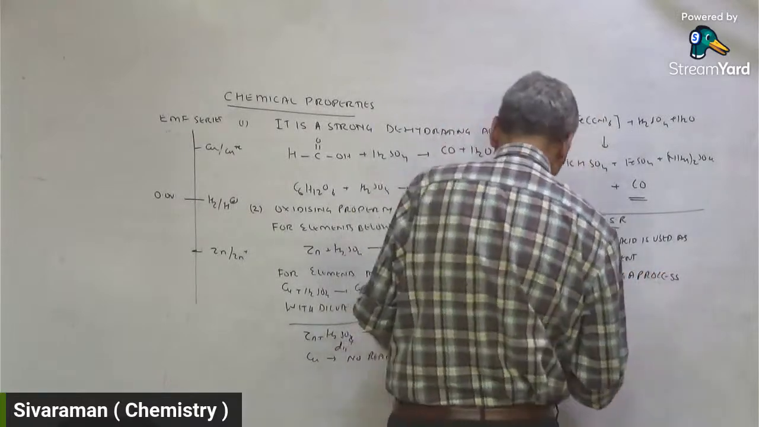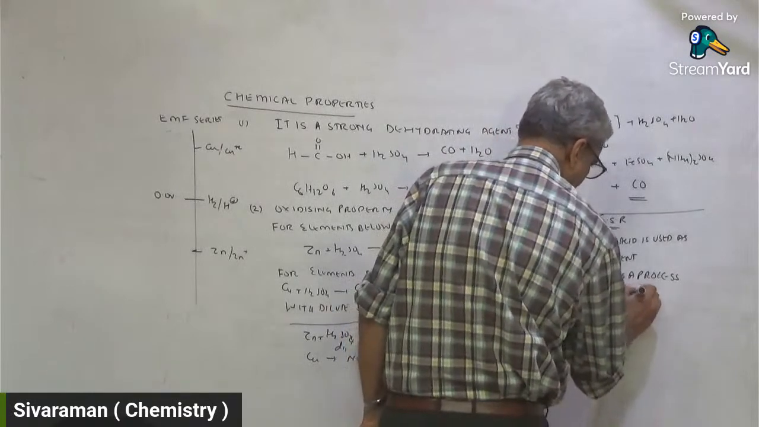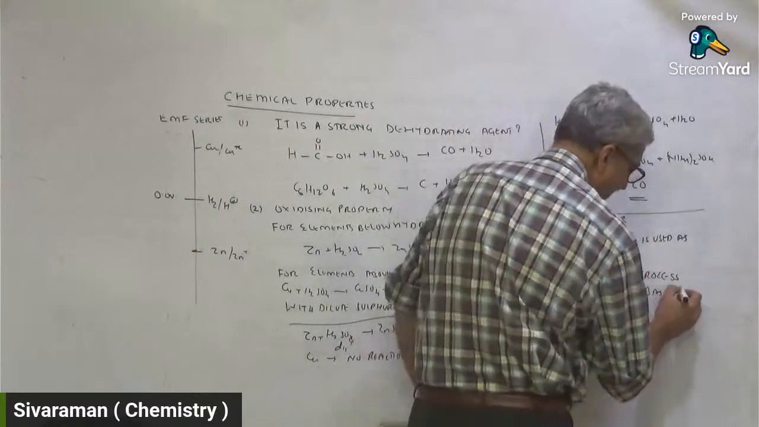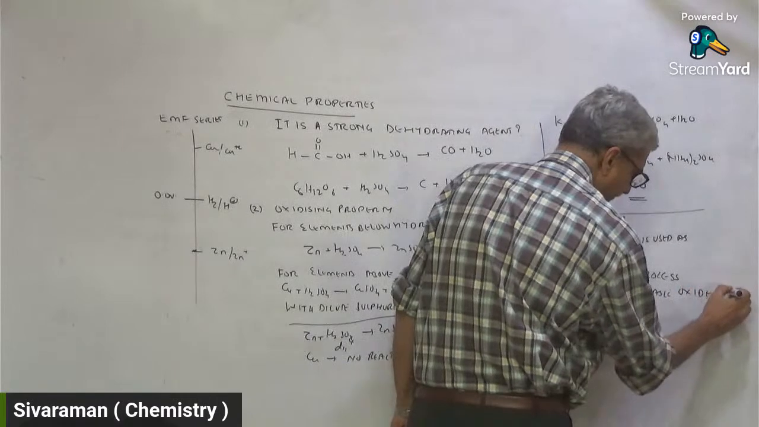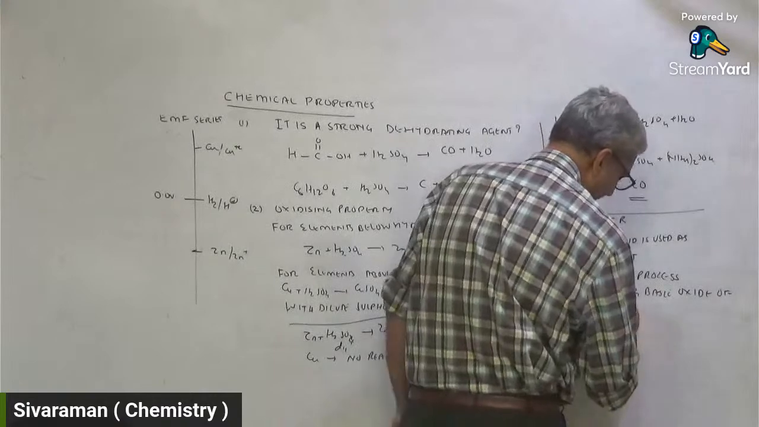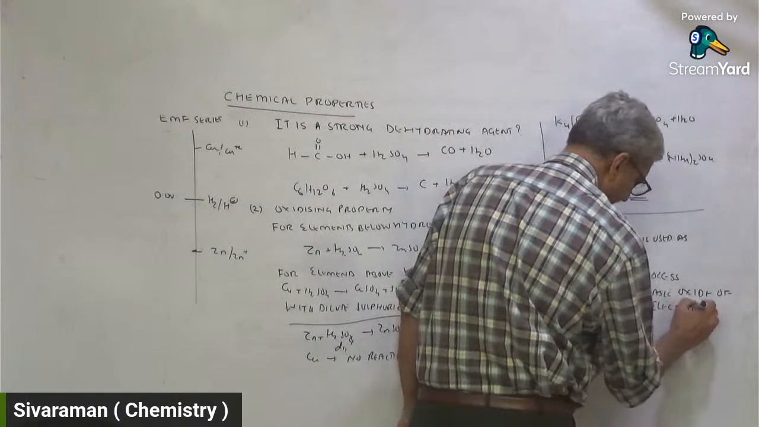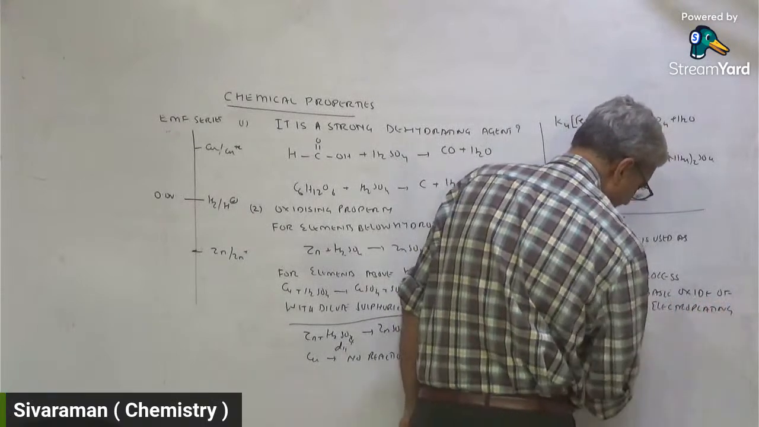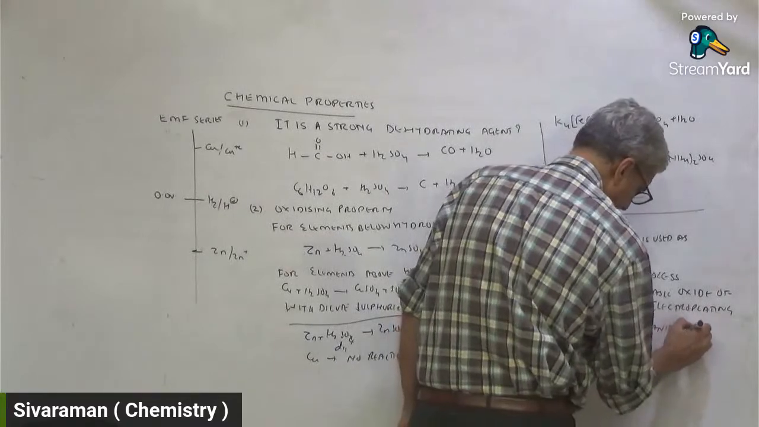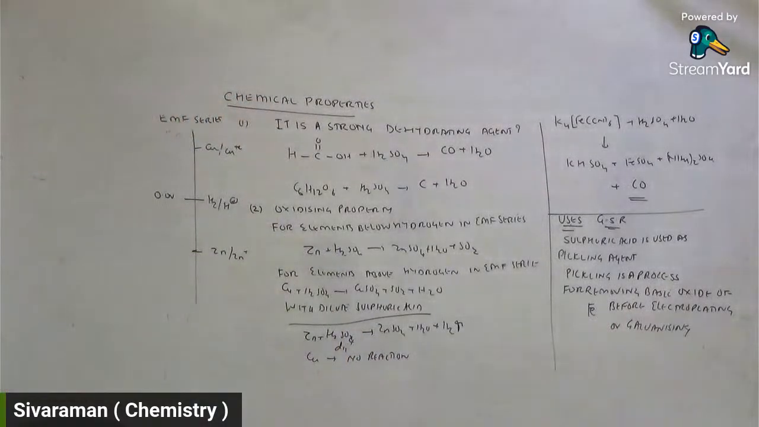Pickling is a process for removing basic oxides of metals, Fe, before electroplating or galvanizing. Okay, so take down this much and then we'll come to oxyacids today.